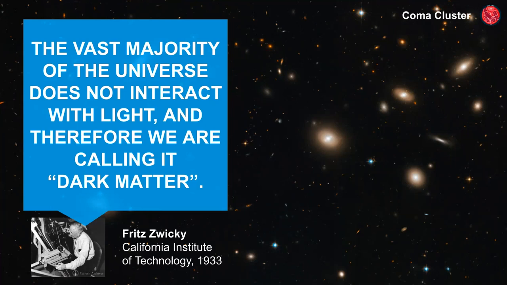What we could measure from the velocity of the galaxies was 50 times bigger than what we could measure with light. And so he concluded that there's a lot of mass there, you just can't see it because it doesn't interact with light, and therefore your telescope cannot perceive it. He coined the term dark matter simply because it doesn't interact with light. There was no other reason for referring to it as dark matter. And then the term stuck.